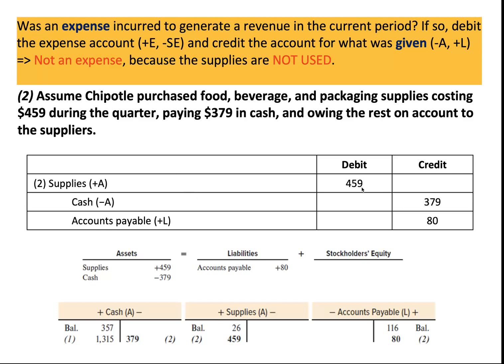Now you ask yourself, what have we given up, right? Cash, and also on account, we are going to pay in the future, so it's payable. We gave up some cash, and we also have an obligation to pay in the future. That's a liability. If you look at the accounting equation, it is affected on the left-hand side under assets and also the right-hand side under liabilities, and your debit side equals your credit side.